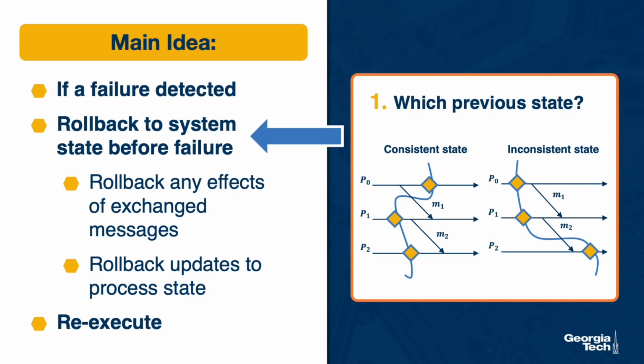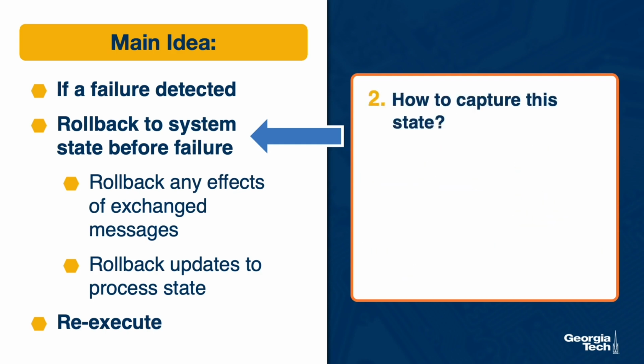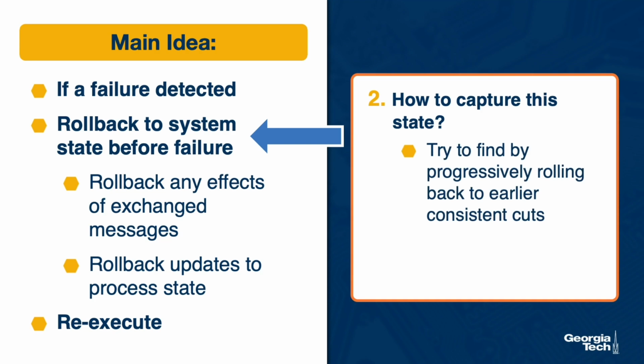Second, you may wonder, how do we know how far back this consistent cut should be taken? You can imagine how a rollback recovery process can keep trying until it finds a cut far enough back. But can we have some better method to determine this? So the question is, how do we capture this state? We can try to find it by progressively rolling back the execution to earlier points, potentially all the way to the beginning. This would mean that potentially a lot of work can be lost.